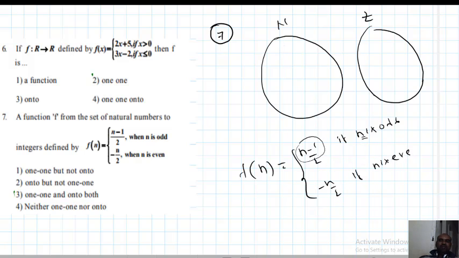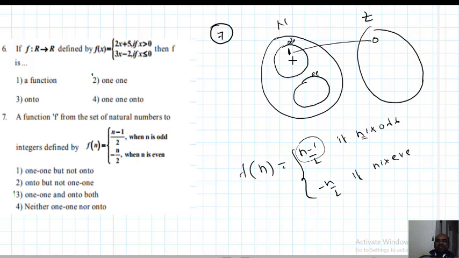Okay, what I am doing here is separating the odd natural numbers and the even natural numbers. These are odd natural numbers, these are even natural numbers, and here all integers are there. If 1 is taken, what should 1 pair with? 1 is odd, so 1 minus 1 is 0, by 2, so 1 should pair with 0.